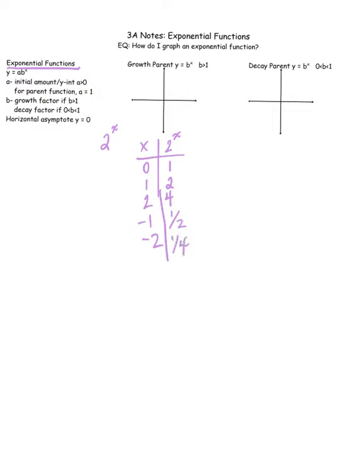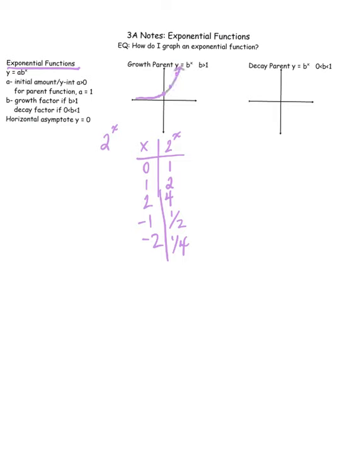So if we were to plot these points, I know I have that point (0, 1). Then if x is 1, y was 2. If x was 2, y was 4. And then on this left-hand side, negative 1 would be a half. Negative 2 would be a fourth. Negative 3 would be an eighth. So on and so forth.